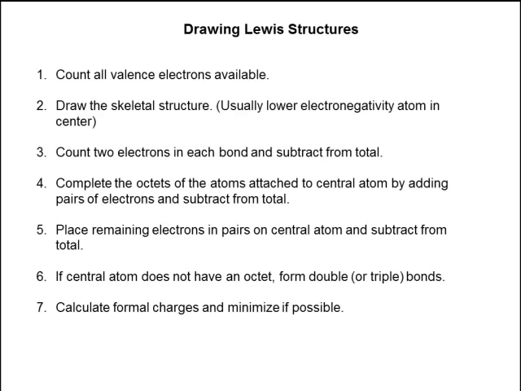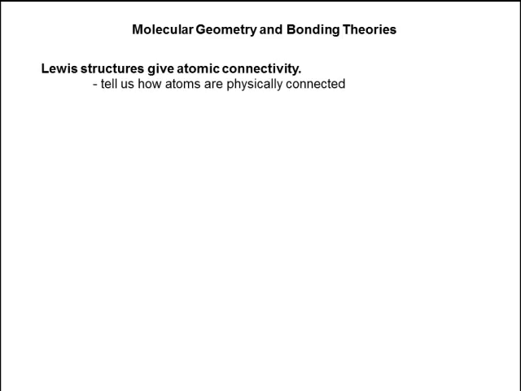Now, before we get into those molecular geometries, you first need to know how to draw these Lewis structures. So here are the steps to drawing these Lewis structures. If you can't draw the Lewis structure, you're not going to be able to predict the molecular geometry. What the Lewis structures are going to tell us is how these atoms are going to be connected to each other. So what atom is physically connected to another, with what type of bond: single, double, triple, how many lone pairs do we have, that sort of stuff.